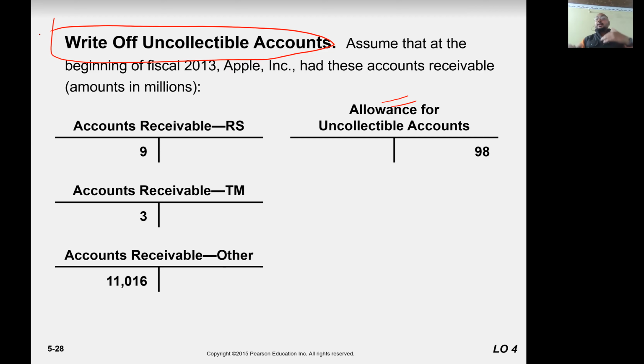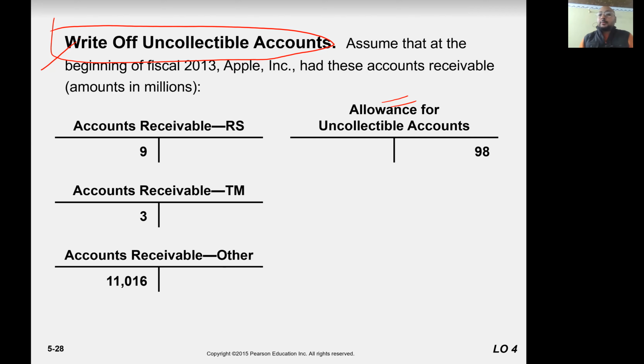First, we create allowance for uncollectible, and then we write off, which means if we see that these amounts are actually uncollectible, then how are we going to deal with that? We name that writing off the uncollectible accounts.